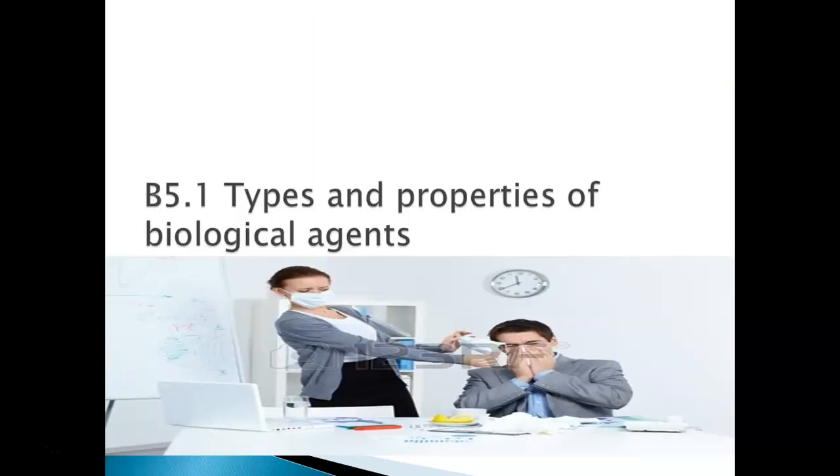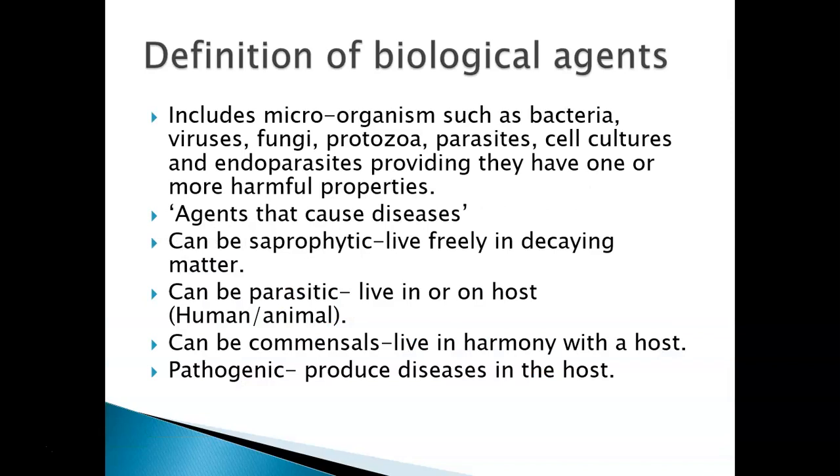Types and properties of biological agents. So we have a definition of biological agents, and there are quite a few of these. It includes microorganisms such as bacteria, viruses, fungi, protozoa, parasites, cell cultures, and endoparasites, providing they have one or more harmful properties. Agents that cause diseases. These are all definitions of biological agents.